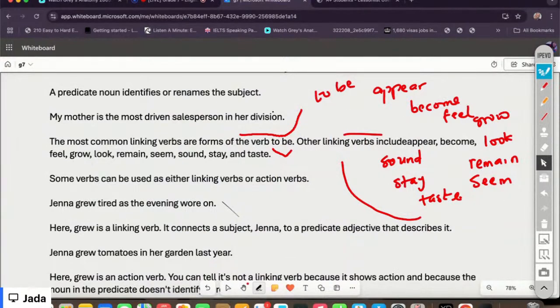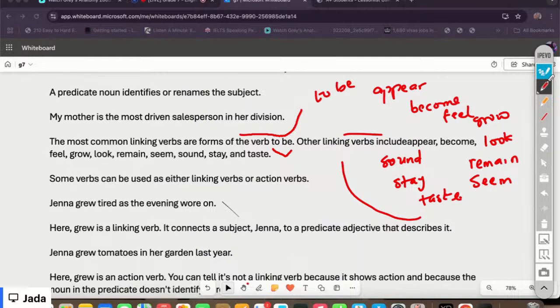Okay, so we have some verbs that can be used as either linking verbs or action verbs. So some verbs are action verbs, some are linking words. It's like they're connecting words together or sentences together. Then "Jenna grew tired as the evening wore on." Here, grew is a linking verb. It connects the subject Jenna to a predicate adjective that describes it.